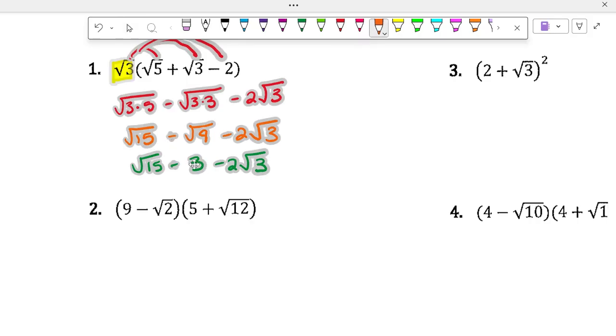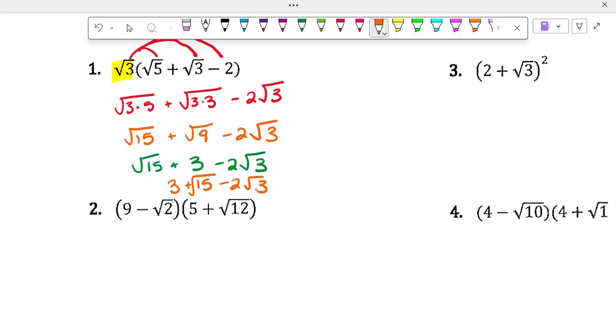I'm just going to rewrite this so that the non-radical number is in front. So this will be 3 plus square root of 15 minus 2 square root 3. You could have left it like that in the green. I would have taken it, but just note that a lot of times they put that number that is not attached to a radical in front.